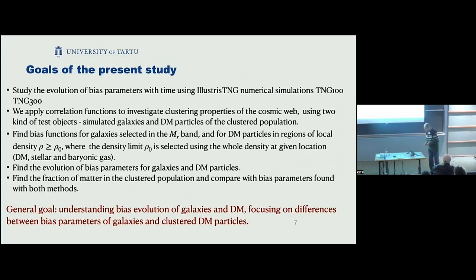Now in the present study we use these new simulations. We applied correlation analysis. We find the bias function using two different kinds of test objects. One is simulated galaxies, and the second is just dark matter particles. In simulated galaxies, we have their magnitudes. In particles, we have local densities. And the goal is to find the relation between various parameters, both for galaxies and for these clustered dark matter particles, but taking into account the fraction of matter in the clustered population.